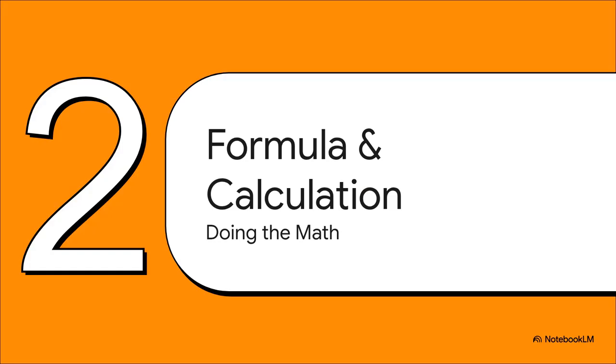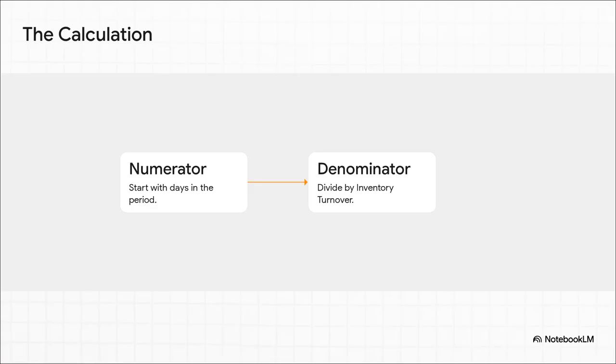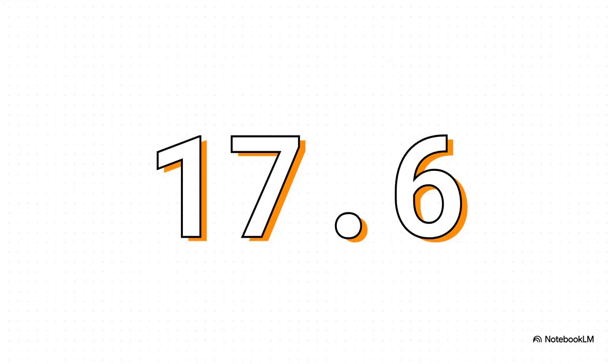Moving right along, Section 2, the formula and calculation, doing the math. The math here? It's actually incredibly straightforward. It's just a simple two-step process. Step 1, you start with the days in the period as your numerator. Usually, that's 365 days, but keep a close eye on your exam prompt. Test makers might explicitly tell you to use 360 days for simplicity, or maybe 300 to represent business days. Just use whatever they give you. Then, step 2, you simply divide those days by the inventory turnover. So the formula is exactly that: days divided by inventory turnover. Easy, right? Let's ground this in a real-world scenario from the text.